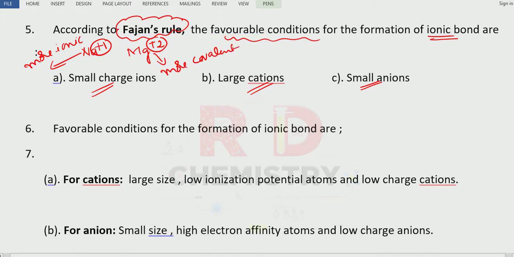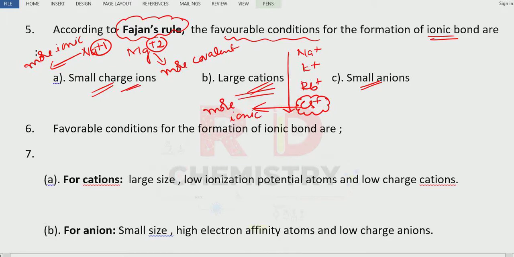Correct? Yes, when the charges are different. Now let me take the larger cation, with the same charge. Let me take sodium plus 1: sodium, potassium, rubidium and cesium. All these are alkali metals. Down the group, atomic size increases and ionic size also increases. That means cesium plus 1 is the largest in size. That means cesium can form more ionic compounds.